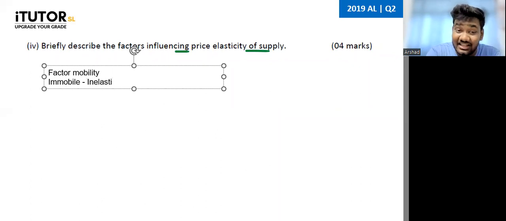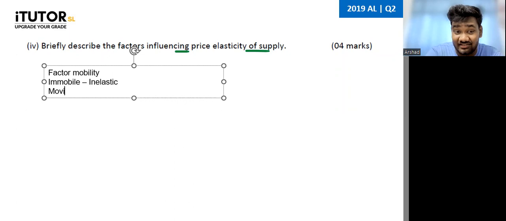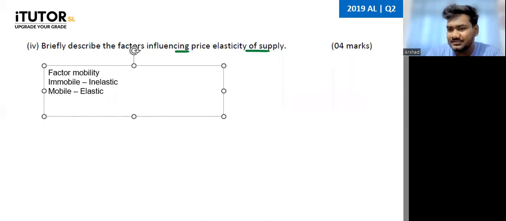What if you can easily move your factors of production? What if it is mobile? You can soon take factors from this one, put to this one. Take the labor from this, put to this. Use this machine in that. If that is the case, then it will be elastic. It is not perfectly elastic, elastic. Right, that's the first factor you need to explain. Second factor.